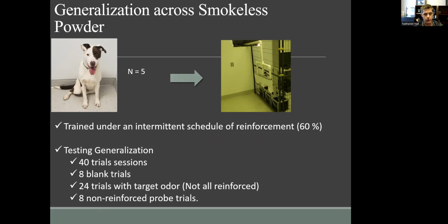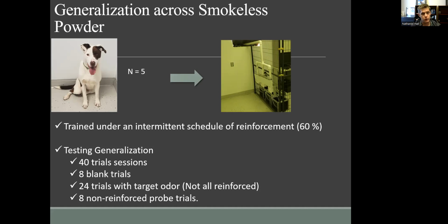So thinking back to our schedules of reinforcement, right? Our intermittent schedule means that we did not reinforce every correct response. On average, it was going to be 2/3 of responses were reinforced. Or specifically, it was 60%. Each correct response had a 60% probability of reinforcement. So in this case, if a dog did make a correct response, there was only a 60% probability that the terminal reinforcer was going to be delivered.